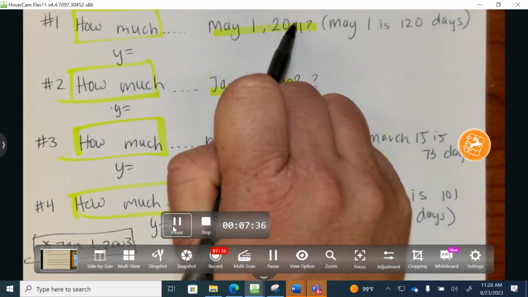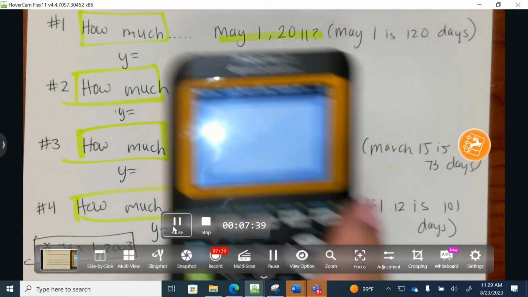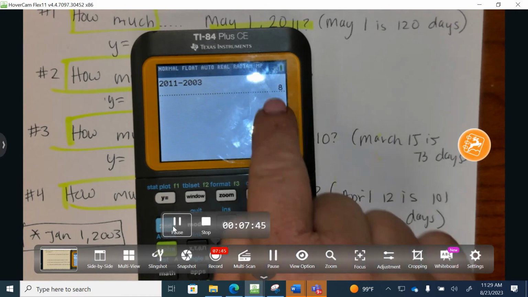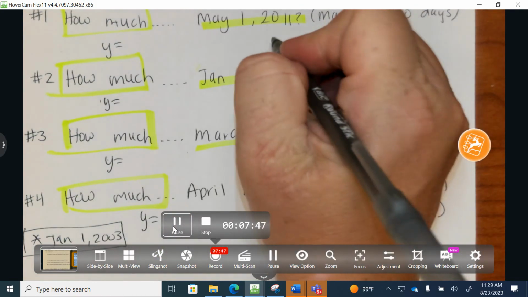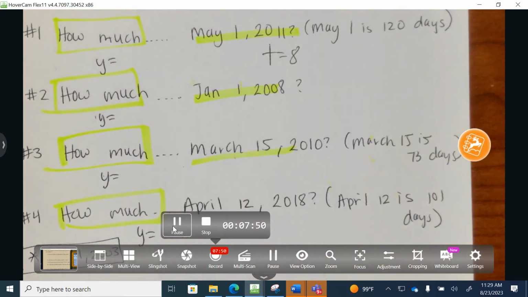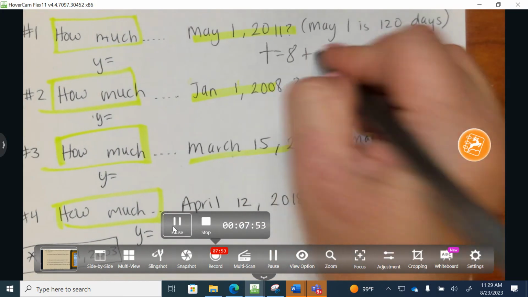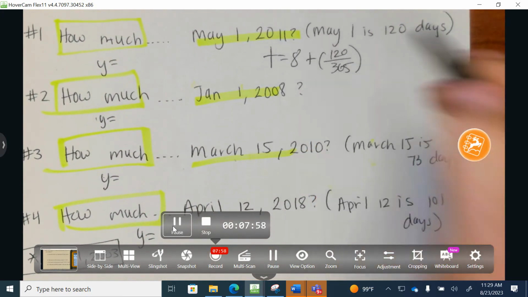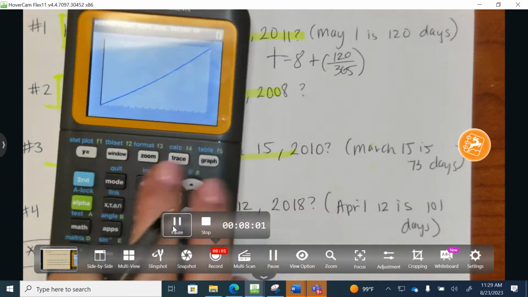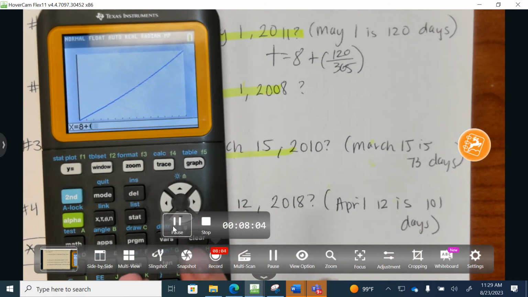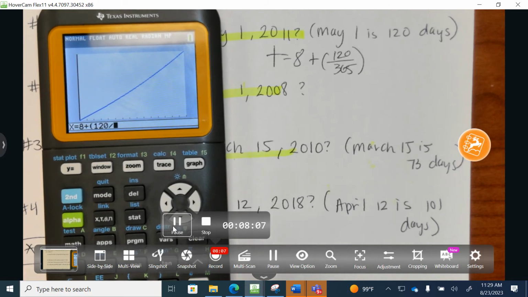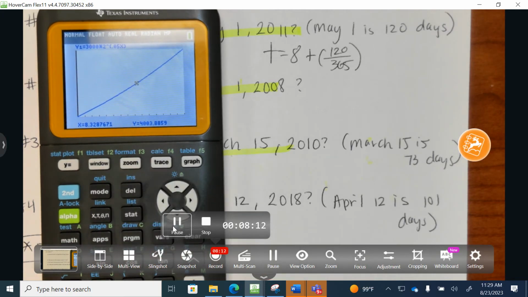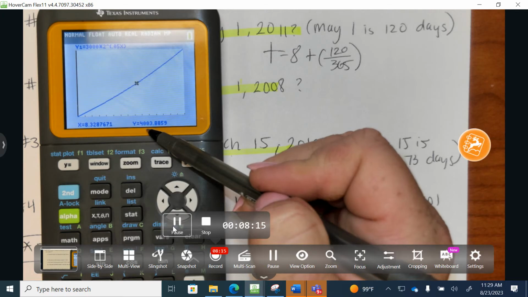Okay, so I have my graph, and now I have to ask myself, from 2003 to 2011, how much time has passed? There's nothing wrong with counting on your fingers, or you can grab your graphing calculator and just subtract. 2011 minus 2003 is a difference of 8. So I know my T value is 8, but remember when we go to a calculator, T's turn into X's. But I have this additional time. So how much more time? 120 over 365. I grab a calculator, second trace value, and I do 8 plus 120 divided by 365. Okay, and I'm going to take the Y value and round it to the nearest cent. So $4,003.89.